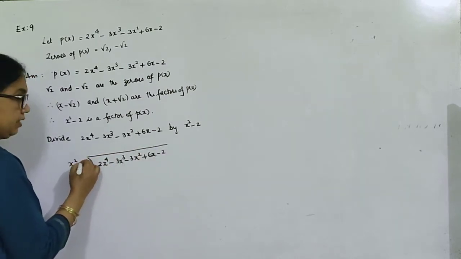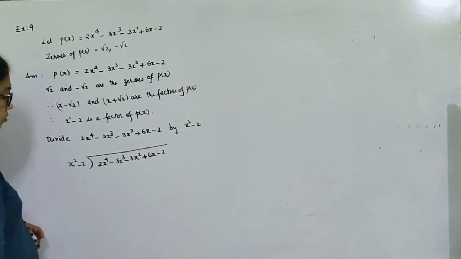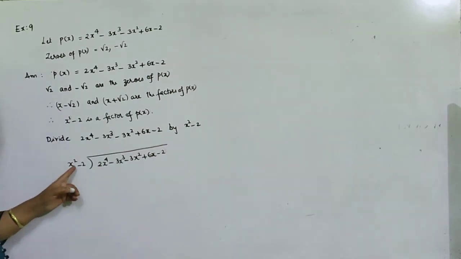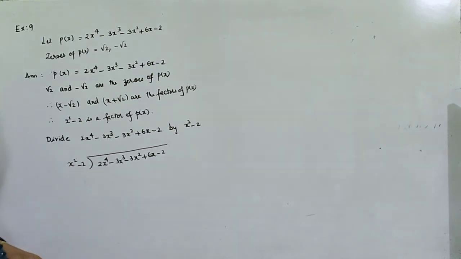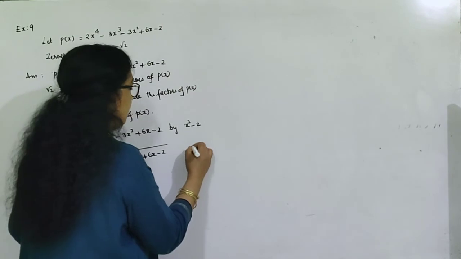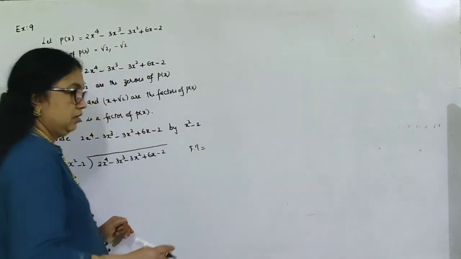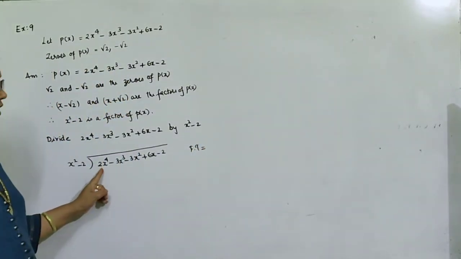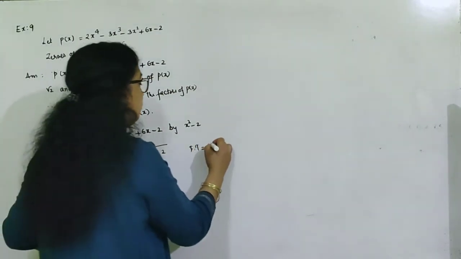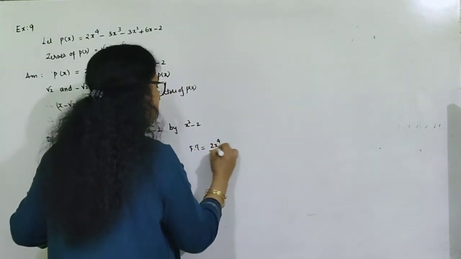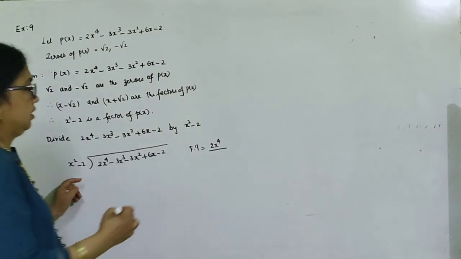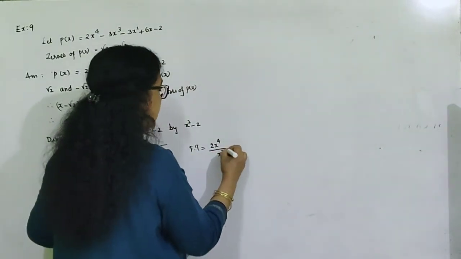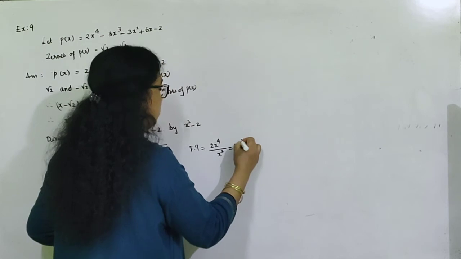x square minus 2. Here look, only 2 times x square, the x term is not there. So first, as usual, find the first term of the quotient. I will find the highest degree term of the dividend. Here it is 2x raised to 4. So 2x raised to 4 divided by the highest degree term of the divisor, x square, we will get 2x square.